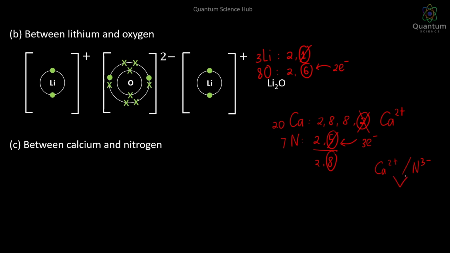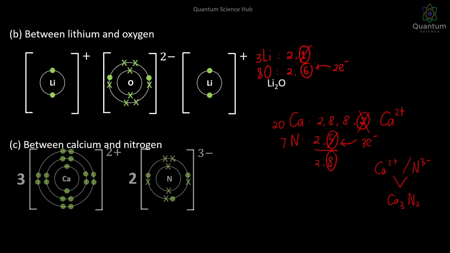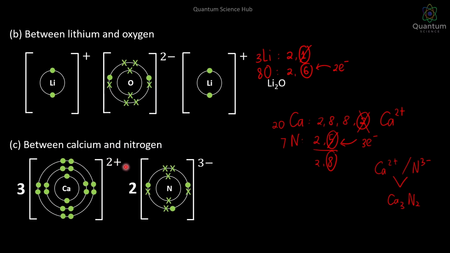So what is the chemical formula? It's going to be Ca3N2. So we need 3 calcium and 2 nitrogen. So this is how it looks like. So Ca, the charge here is 2 positive, and we need 3 calcium, right? While nitrogen will receive 3 electrons from calcium, okay? And the charge here is 3 minus, and we need 2 nitrogen, okay? And the chemical formula here is Ca3N2.